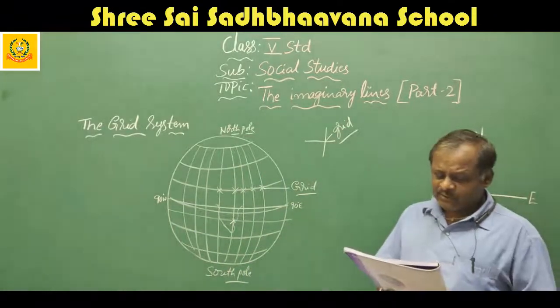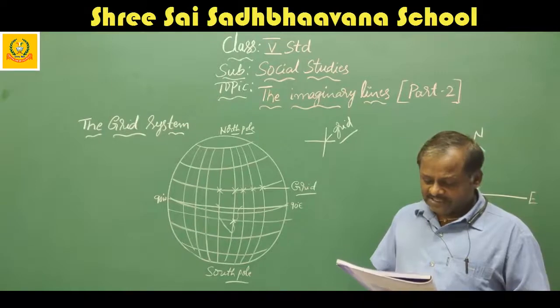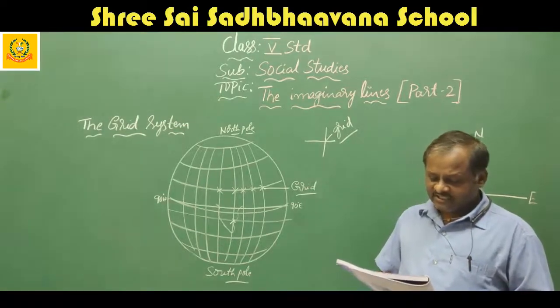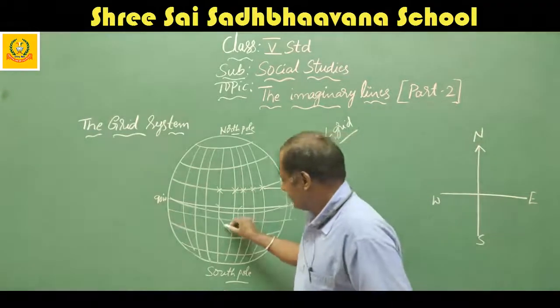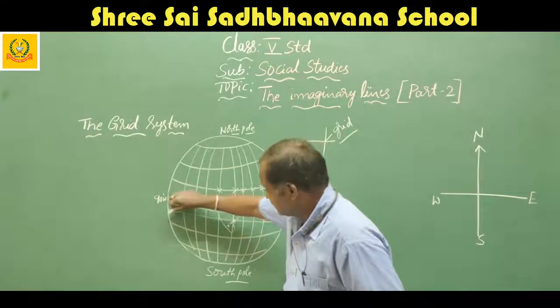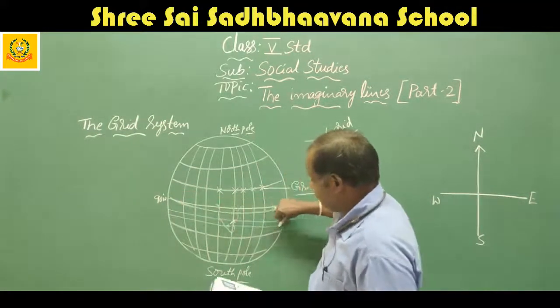For this, we need to know the latitude and the longitude of the place. The point at which they cross each other will be the location of that place. That means, see here, our Bangalore lies here. Then we will see the place where it cuts.